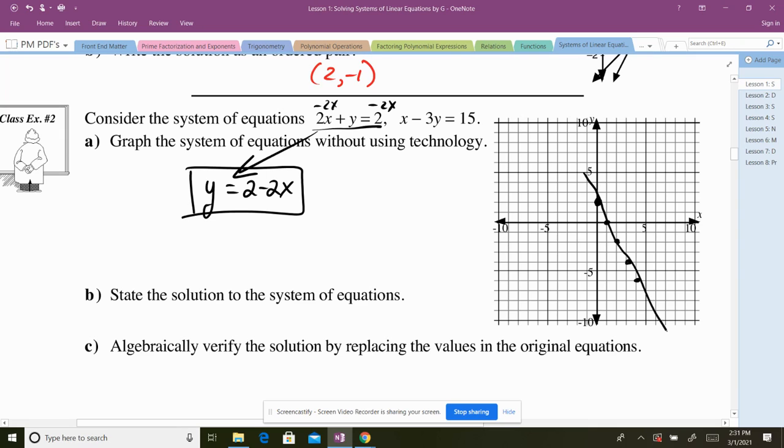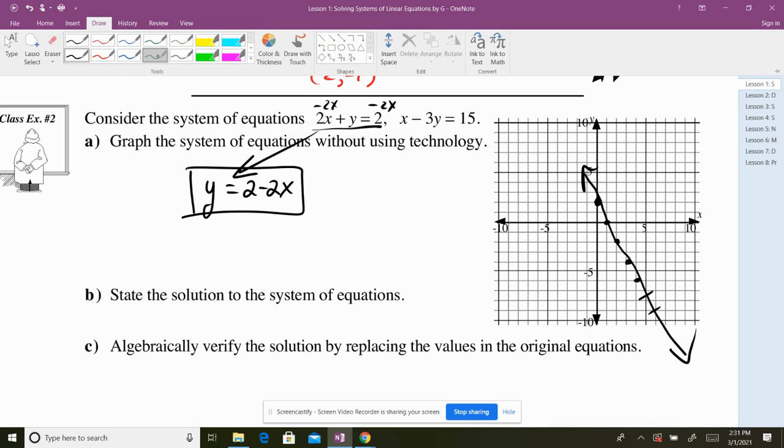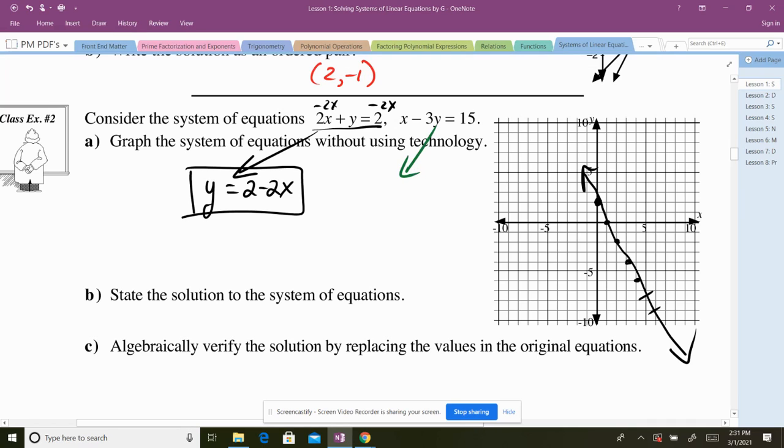Line. Really bad straight line again. That is a horrendous line. There's like a tiny bit in this section here that is straight, and then everything else is curved. And then for the next one, I'm going to do the same thing. I'll move the x over, so I get negative 3y equals 15 minus x. Divide by negative 3. Y is equal to negative 5 plus x over 3.